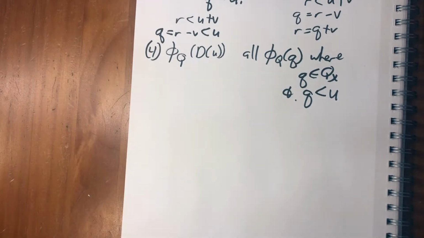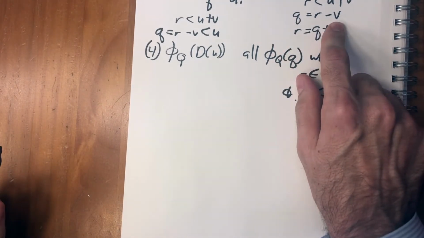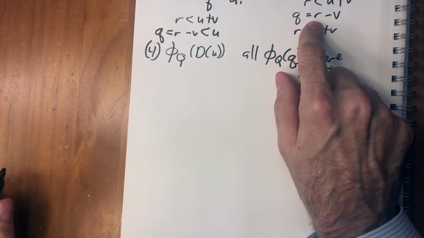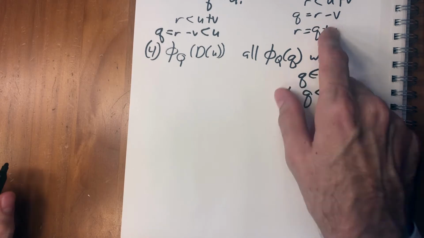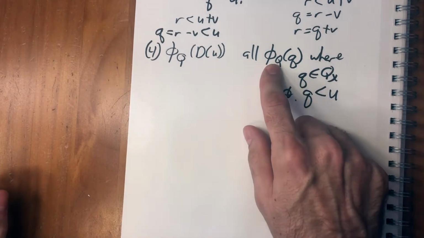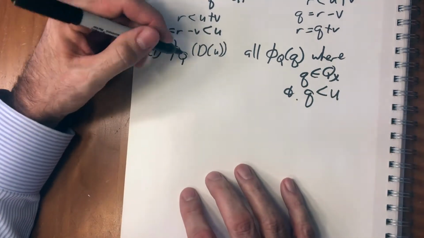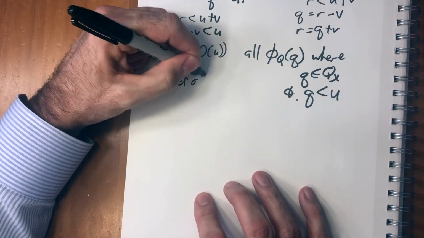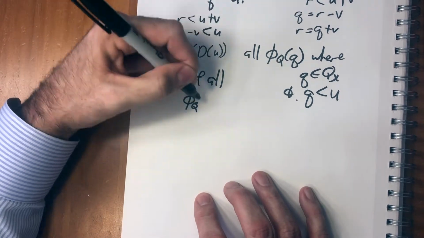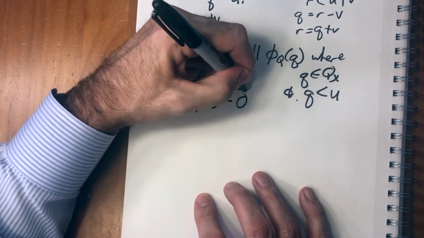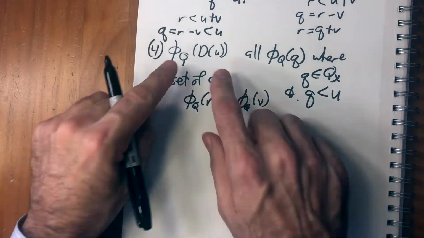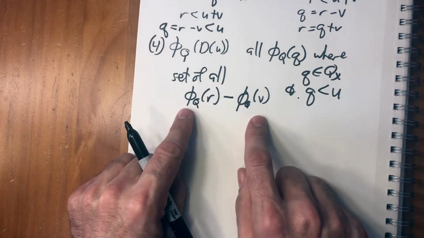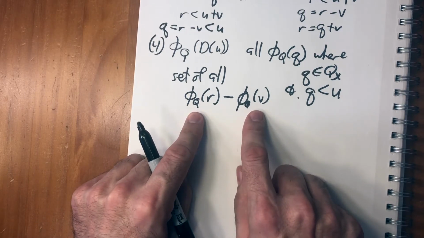So we're making progress. So we've established that q is r minus v, so phi q of q equals phi q of r minus phi q of v. So we can replace the phi q of q with phi q of r minus phi q of v, so that the set of phi q of the cut of u is also the set of all phi q of r minus phi q of v. So we can write this set in either way. It's either the set of all phi q of q or it's the set of all phi q of r minus phi q of v.